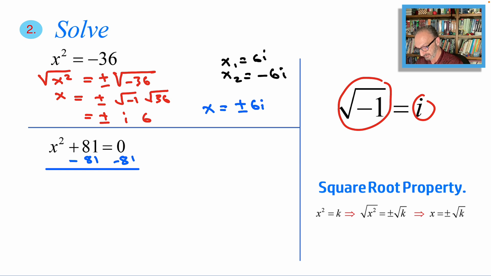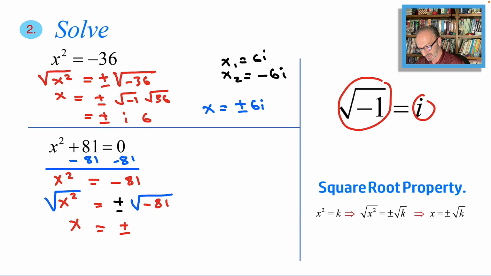And now we have x to the second on the left by itself minus 81. Using the same concept, we have x to the second equals -81. We're going to apply the square root to both sides. And when we do that, we have to make sure that we add the plus minus. Left hand side becomes x. Right hand side, we have plus minus.